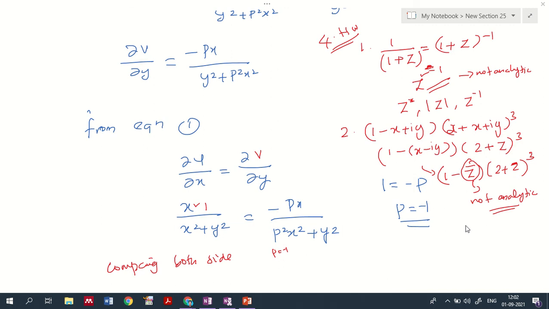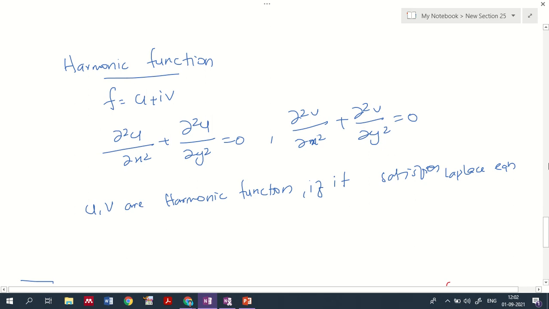So now we move on to the next one, that is about harmonic function. We know that a function f of z is equal to u plus iv, right? So when we say u and v are harmonic, if u and v are harmonic functions, they should satisfy the Laplace equation, the famous Laplace equation, where we take del square v equal to 0, where v is any function. If you take the second order derivative of that, then you get that equal to 0.